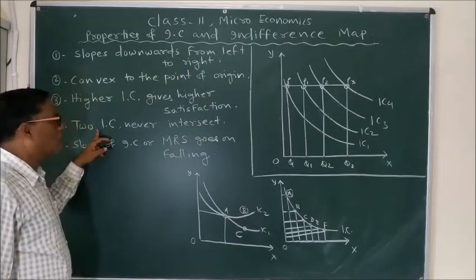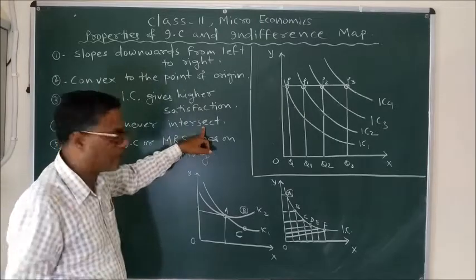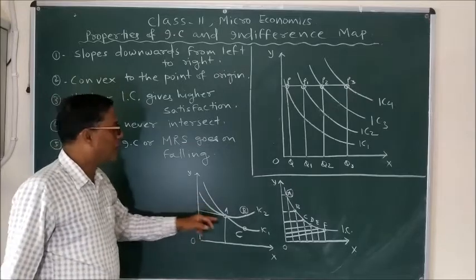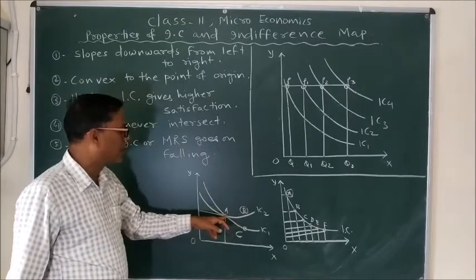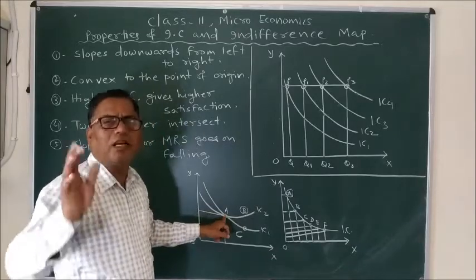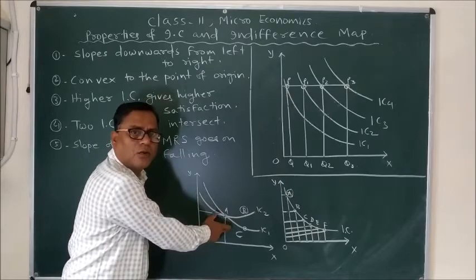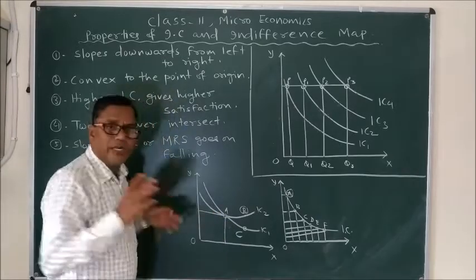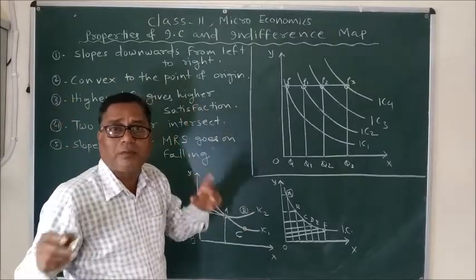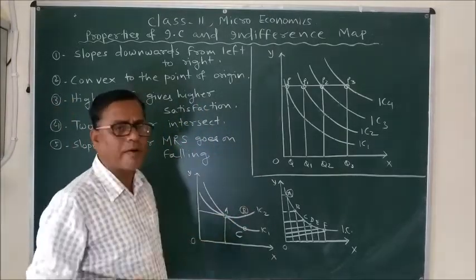Point 4. Two ICs never intersect. This is something technical. You need to clearly understand the point. Here, you can see in this diagram that IC1 and IC2 are intersecting with each other at point A. So technically what happens? Let us see the diagram and try to understand that. We know very well that all the points, that are nothing but combinations of X and Y, give equal level of or equal amount of satisfaction to our consumer.